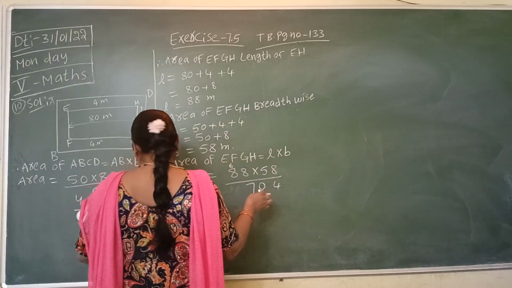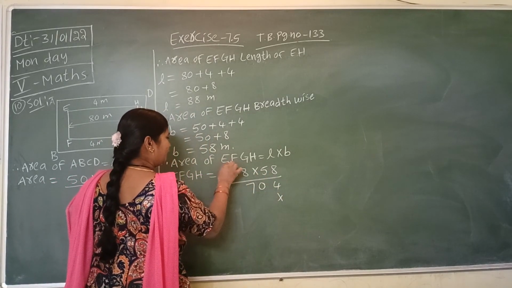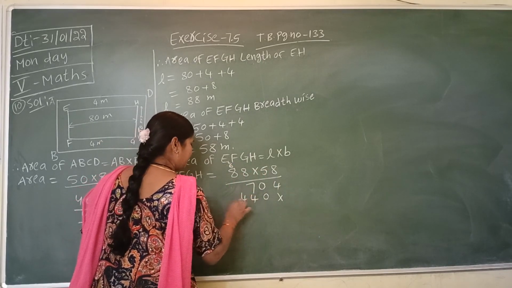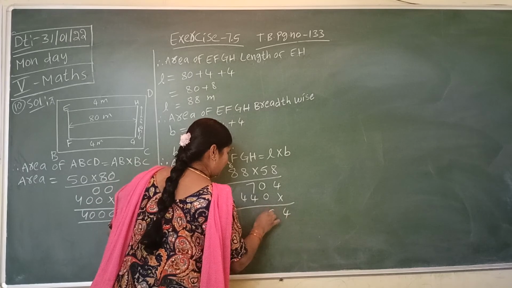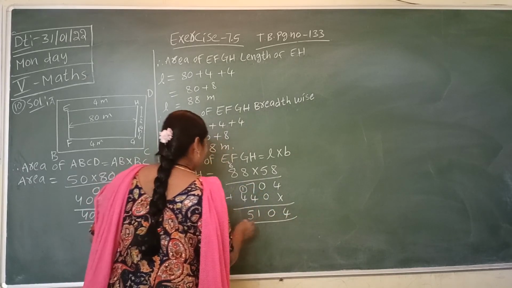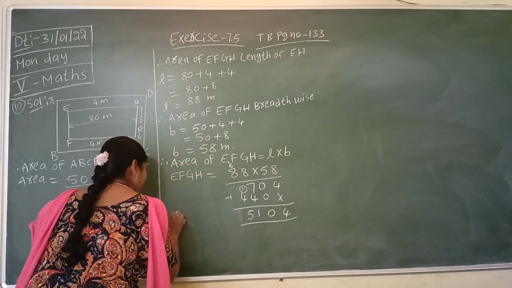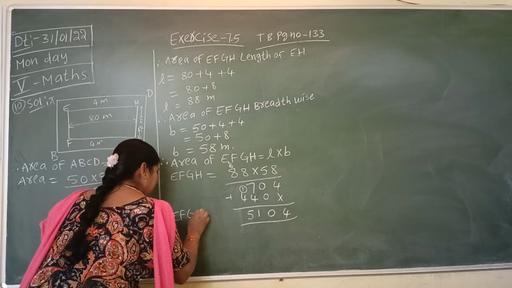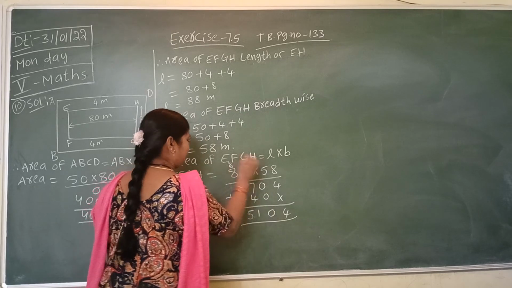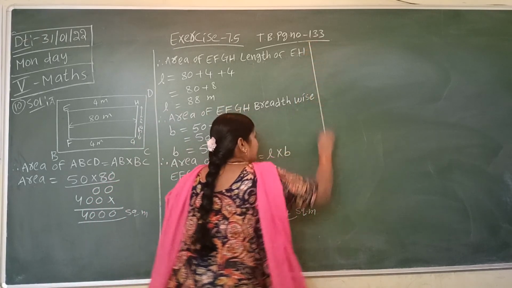704. Next, again multiply with 5. 5 8s are 40, plus 4, 44. Do the addition. 4, 0, 7 plus 4, 11, 5. So what is the area of EFGH? Therefore, EFGH area equals 5104 meter into meter, becoming square meters.